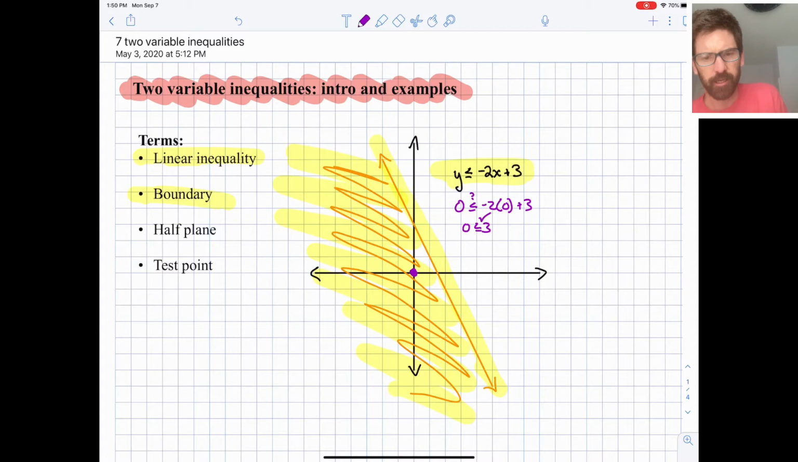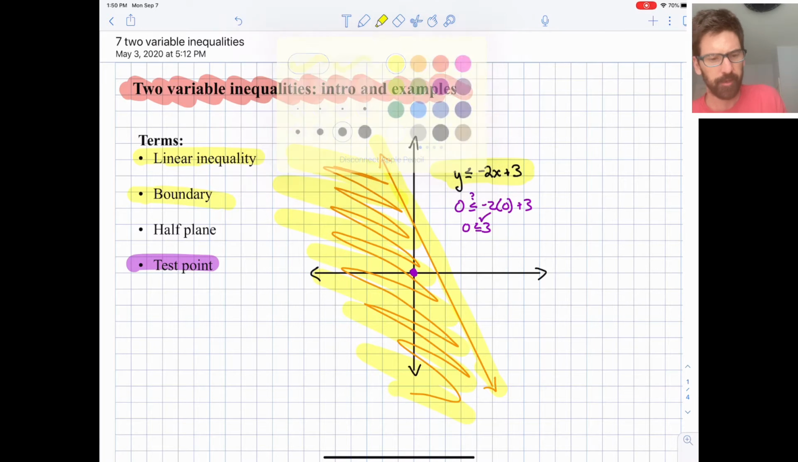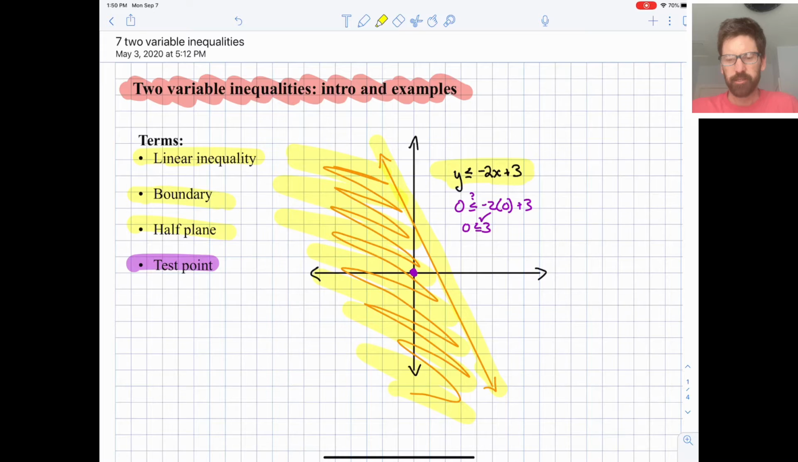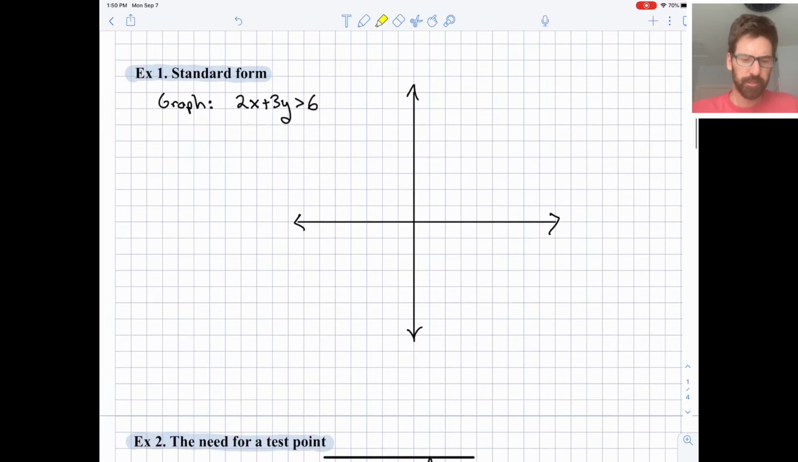Okay, so that's our test point that we're talking about right there. Okay. Let's do a couple examples. So first off, we can graph one in standard form. 2x plus 3y is greater than 6.